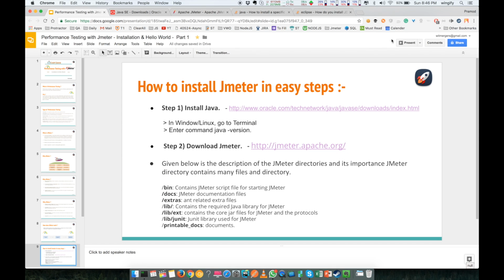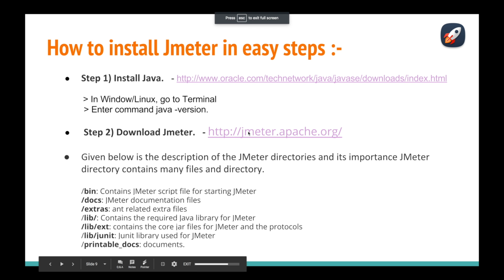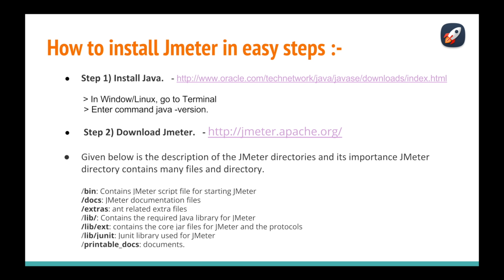And just so, let's move on to the next step. So what you can do is go to jmeter.apache.org and download the JMeter file. It will be a zip file, I'll show you. And what you can do is just extract it out.